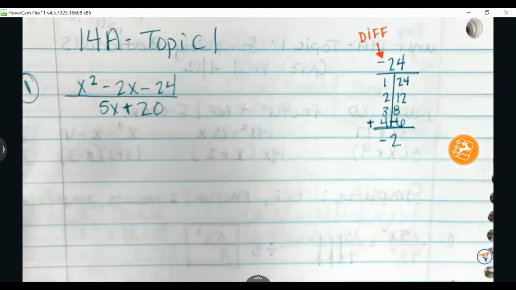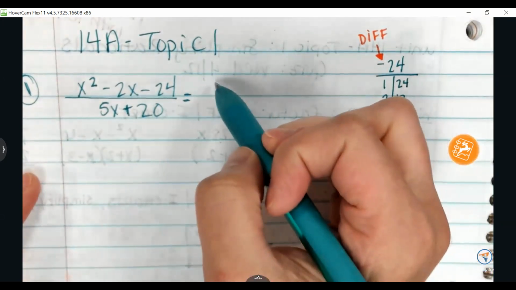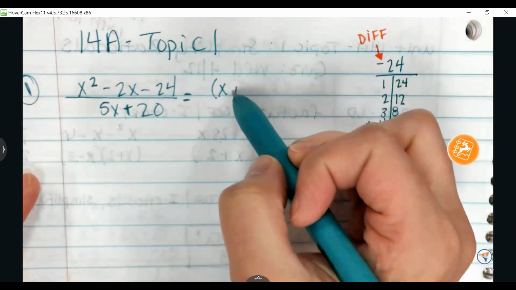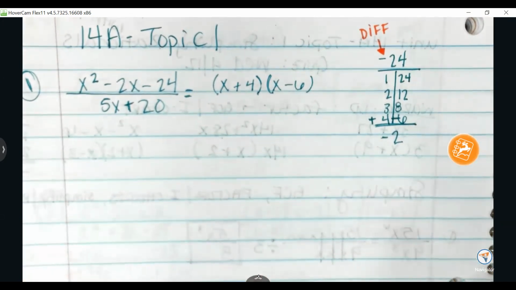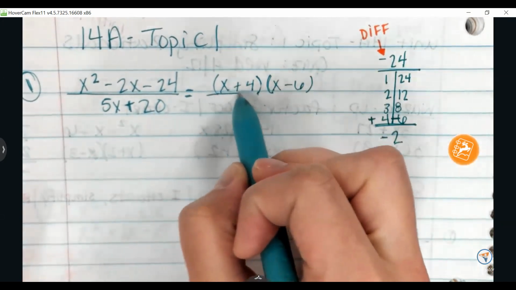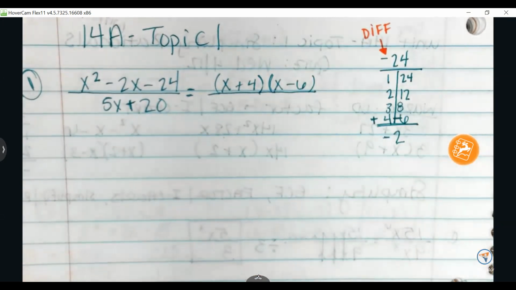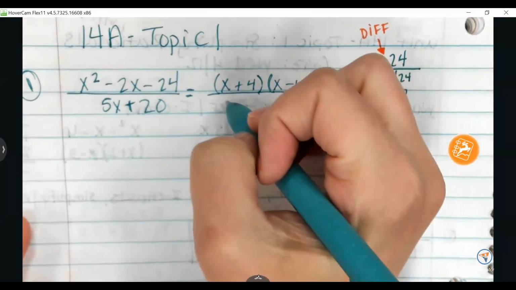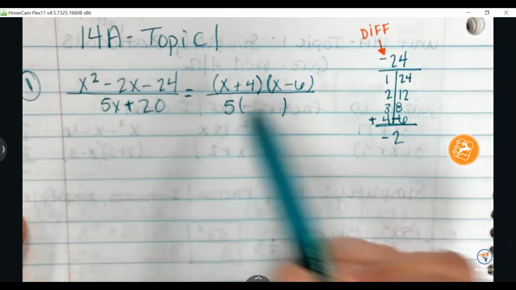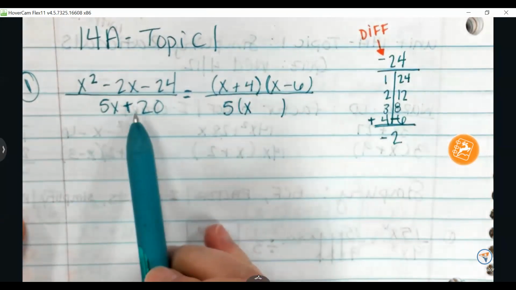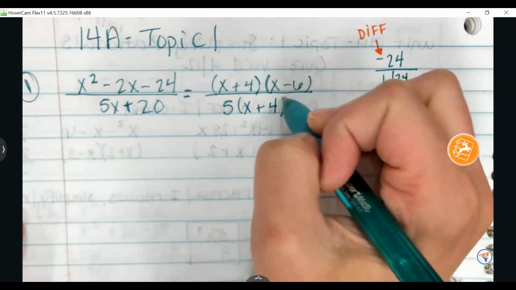+4 and -6. So I'm going to rewrite the top as my two factors, (x plus 4)(x minus 6) in parentheses. My denominator, can I make an eye chart with my denominator? No. If I can't make an eye chart, then what do I have to ask? Is there a GCF? So 5x plus 20, what do they have the same? So I'm going to take my 5 out and tell me what's left over. If I have 5x and I divide by 5, I have x. And then 20 divided by 5 is +4.